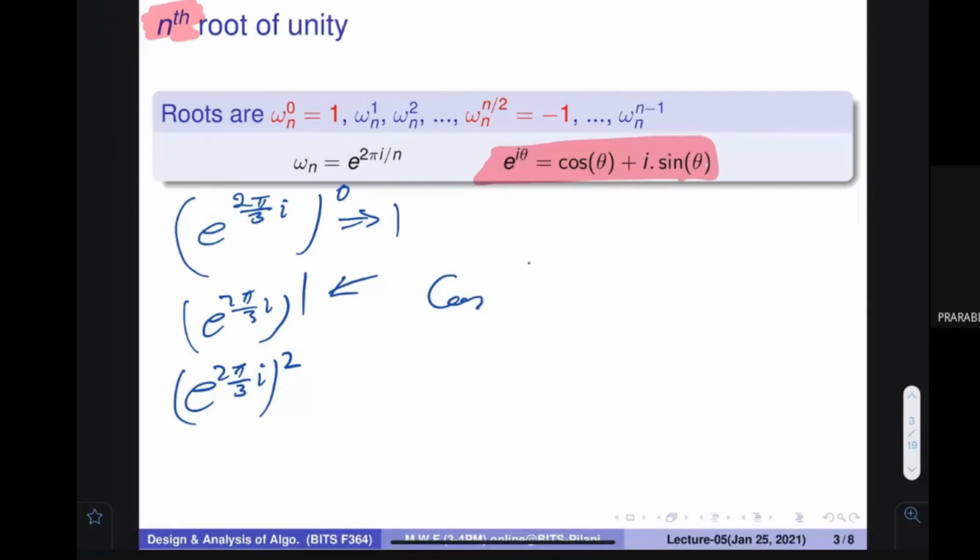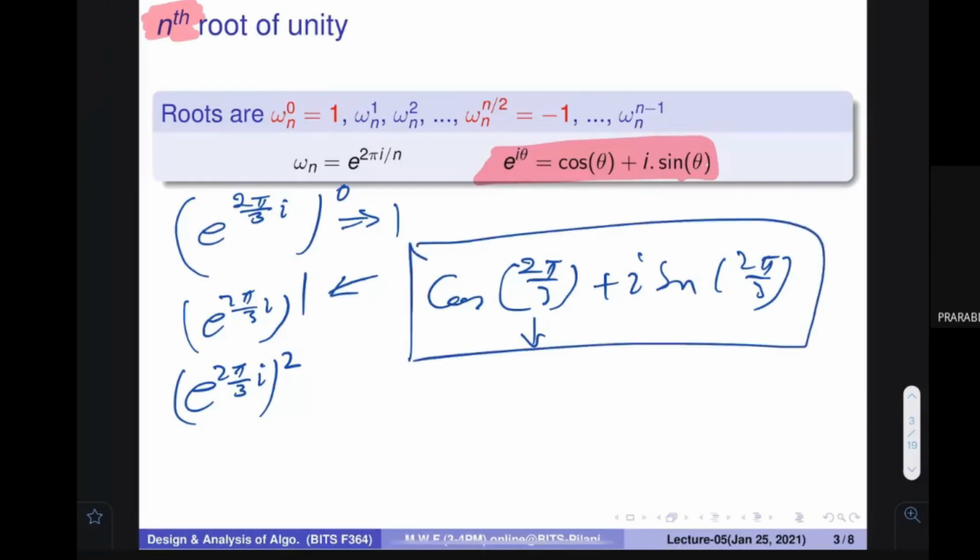So can you tell me the value of cos 2π/3 + i sin 2π/3? I leave it on you. You can find out what these values are. Everybody knows that, so I will not go into that particular detail. For our discussion, what is important is that this is how you have discovered the cube root.